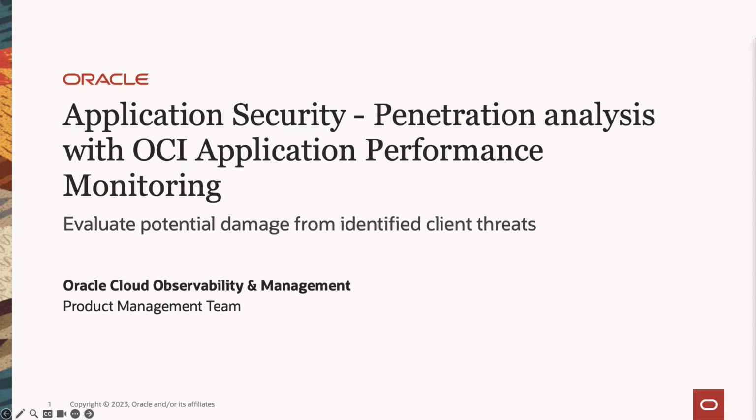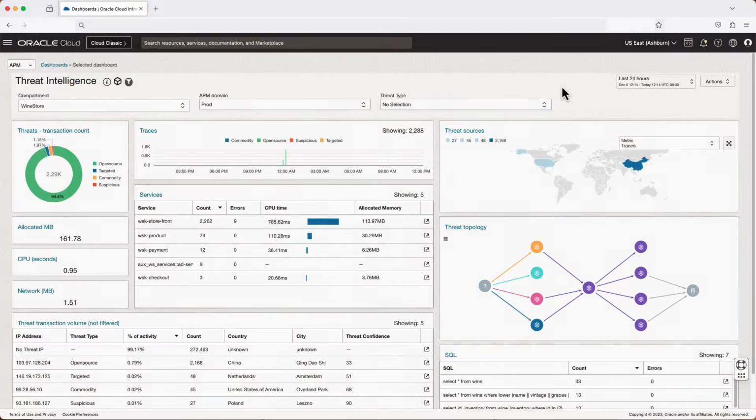This video demonstrates how to use APM to evaluate potential damage caused by a client that was identified as a threat. APM is integrated with OCI Threat Intelligence Service. With this integration, APM can now flag the transactions initiated by end users if they are identified as potential threats.